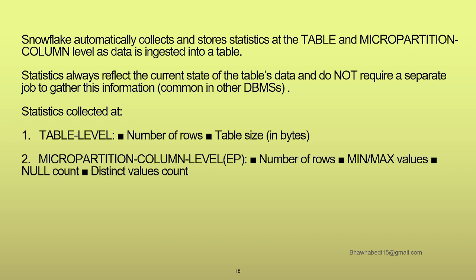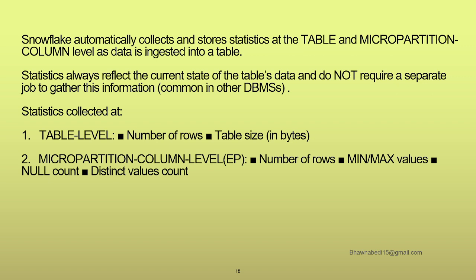We'll talk about this metadata as well. Snowflake automatically collects and stores the statistics of a table and micro partition at the column level whenever you ingest the data into any table. So what does this mean? It tries to analyze the number of rows and the size of your table. So these kinds of micro details or statistical details of your table, things like the minimum and the maximum value, the average value, how many nulls are present, how many distinct values are present.